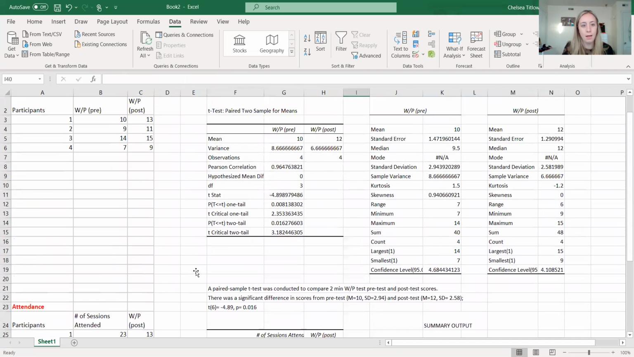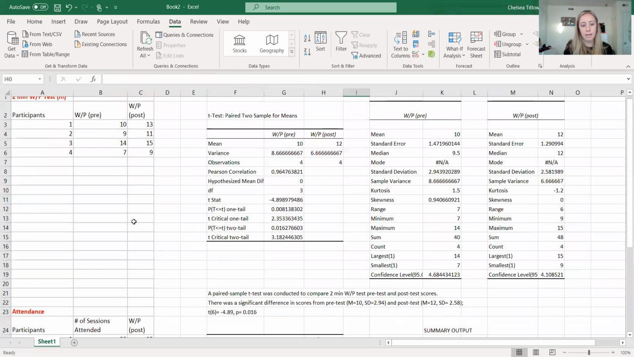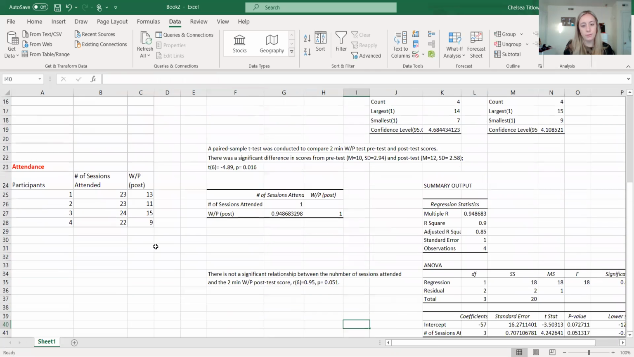Overall, we found that the pre-test scores compared to the post-test scores for the 2-minute walk/push test were statistically significant. However, there was no significant relationship between the number of sessions attended and the 2-minute walk/push test scores.